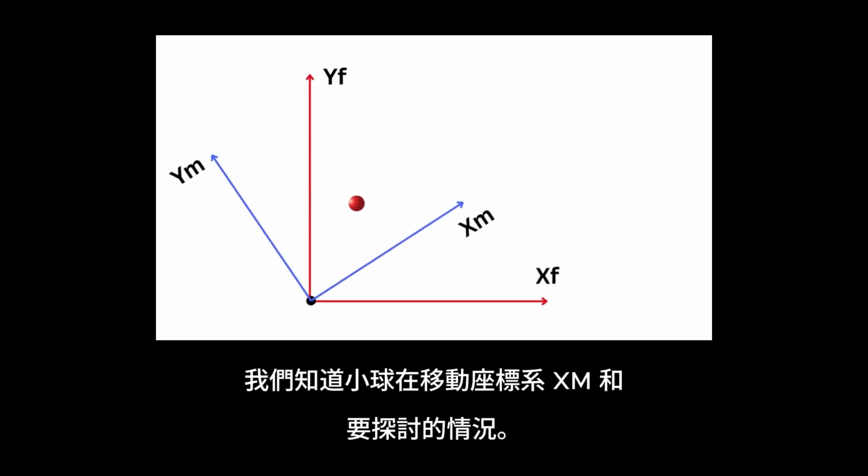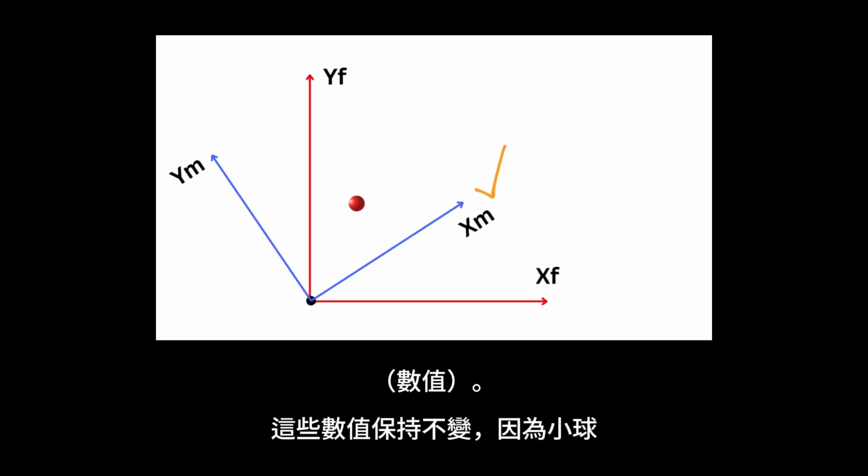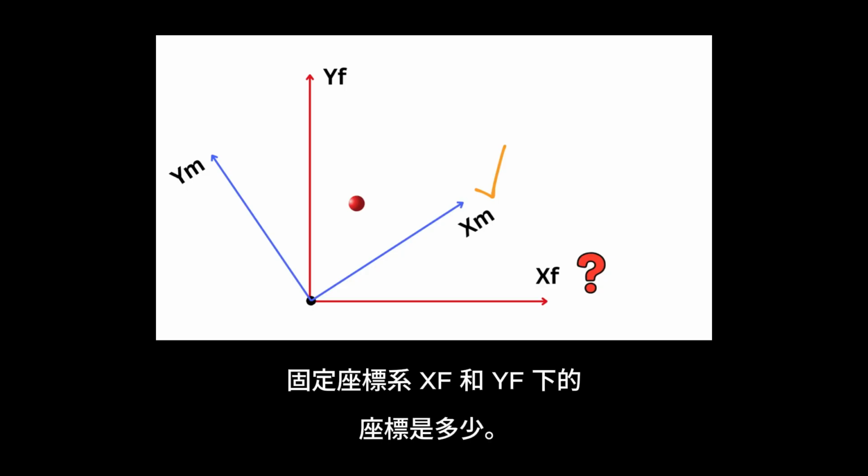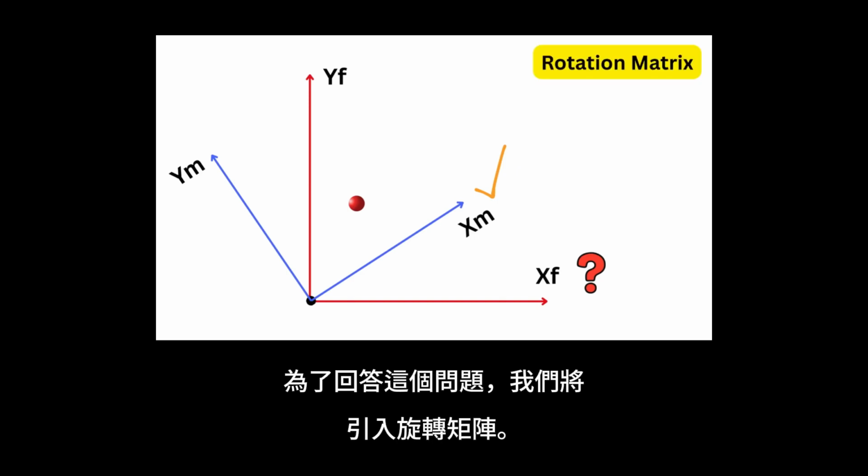We know the coordinates of the ball measured using the moving frame XM and YM. These numbers stay constant because the ball moves together with the platform. Our goal is to calculate what the coordinates of the same ball are in the fixed frame XF and YF. To answer this question, we will introduce rotation matrices into the picture.